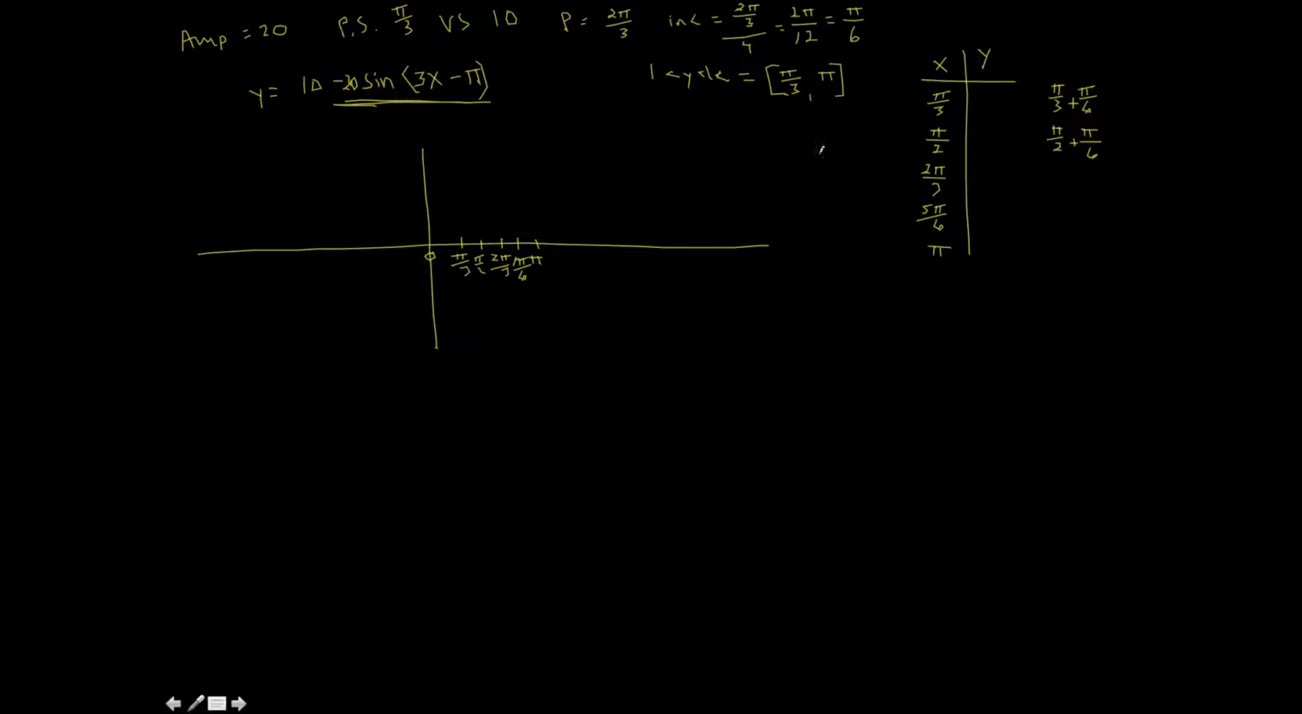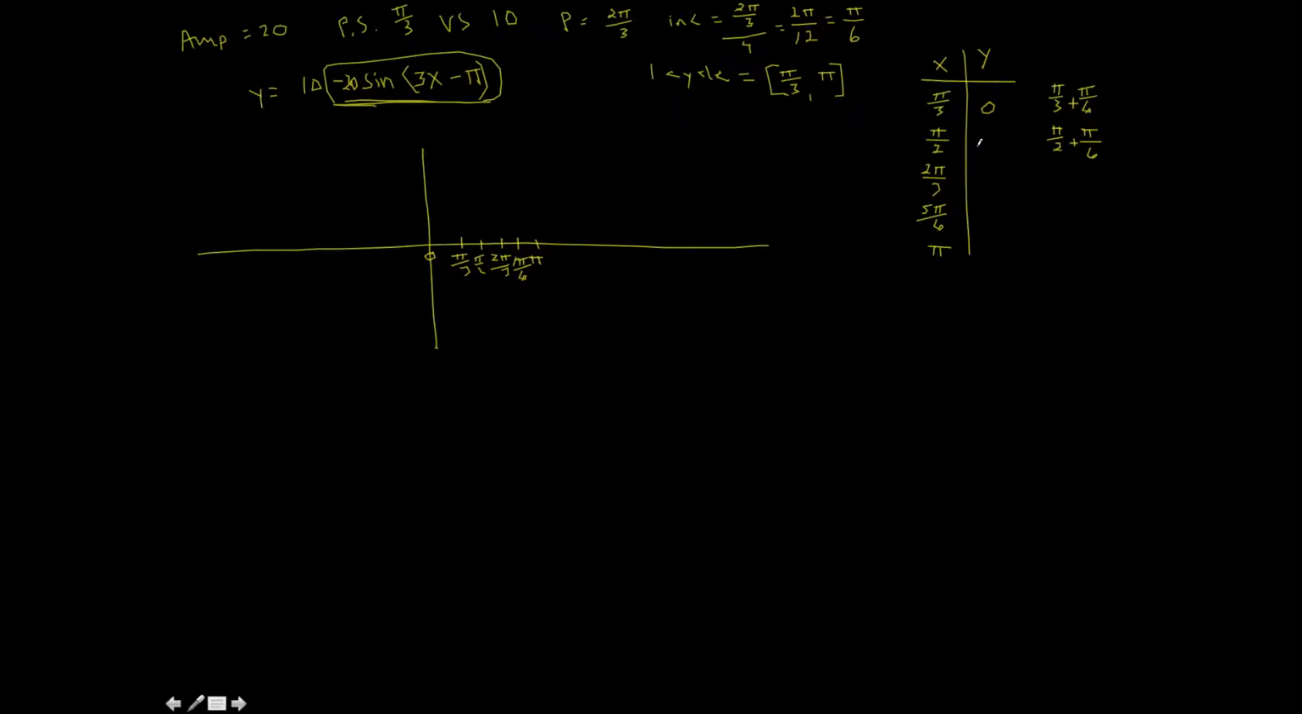So plugging them in, we have pi over 3 plugged in for x gives us pi minus pi, which is 0. So the sine of 0 is 0. So negative 20 times 0 is going to be 0. Now remember, we're not graphing it with the 10 yet. We're just graphing this part right here. This is all we're graphing right now. We're going to do the vertical translation in a minute.